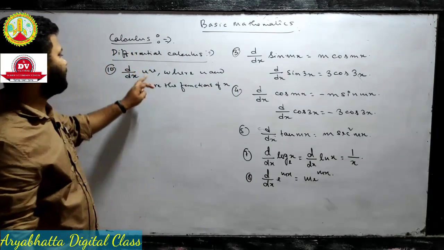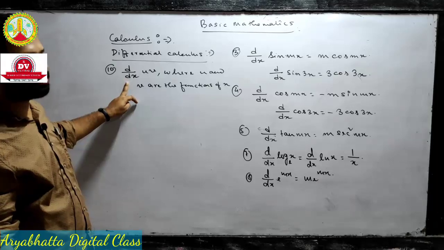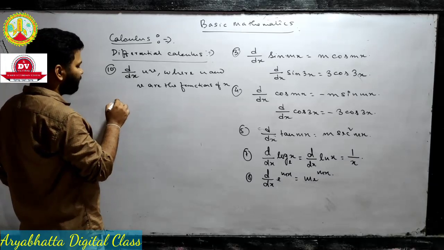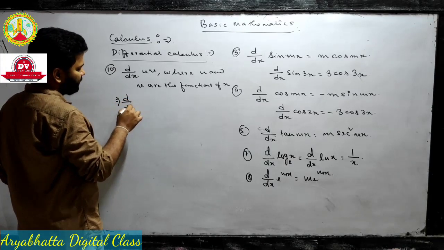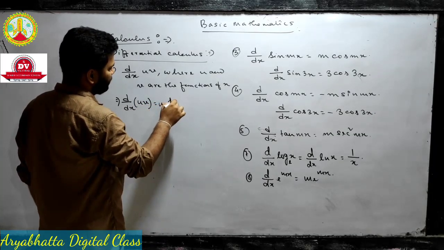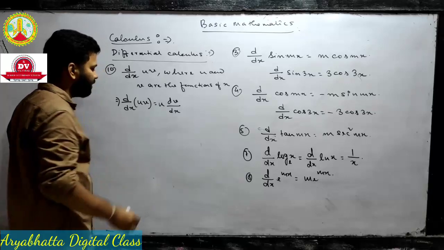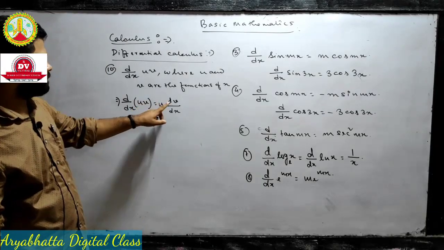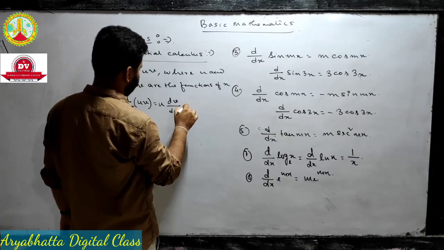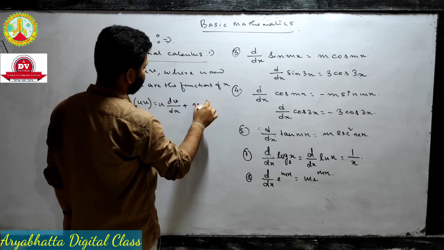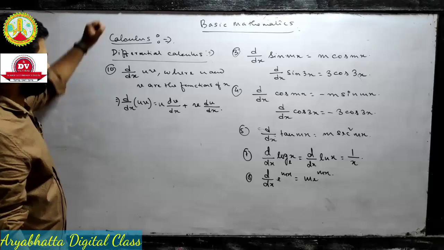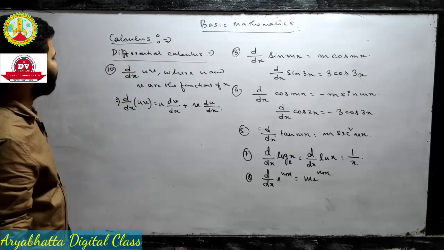Okay, now you cannot say that u and v are constant with respect to x. Why? Because u and v are functions of x. So what will be the formula then? d/dx of uv is u dv/dx, meaning you have to differentiate the second term first, plus v du/dx. This is d/dx of uv.